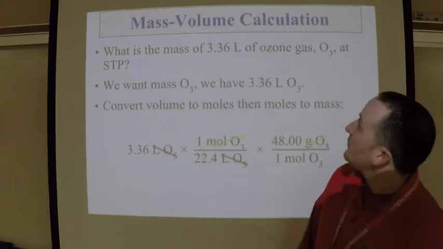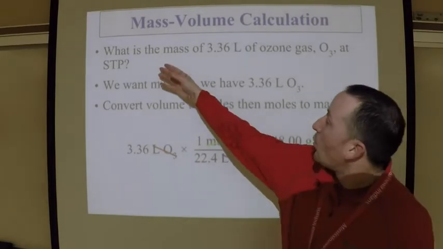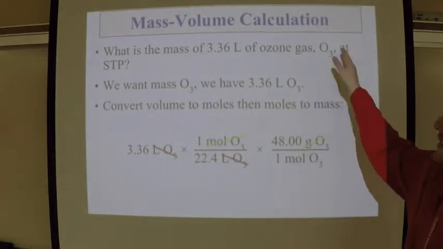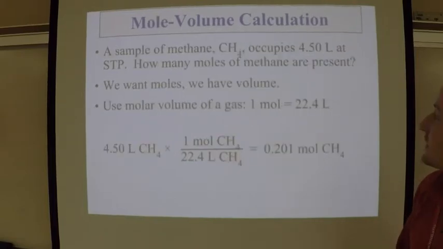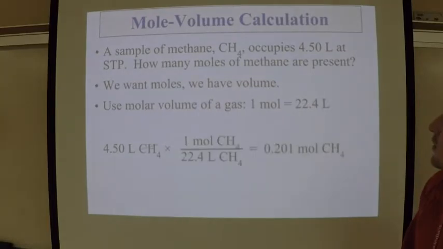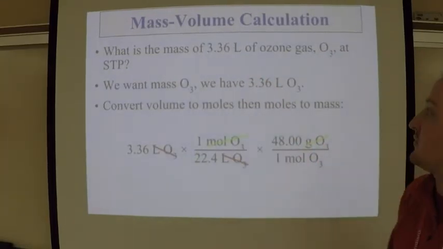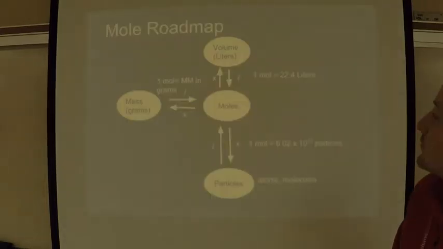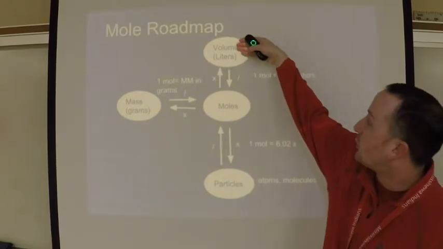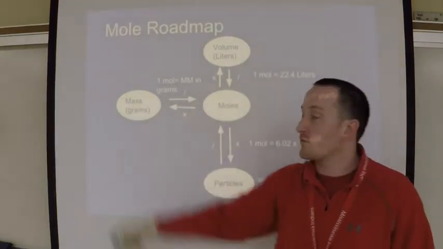Next one is a mass and volume calculation. Let's say, what is the mass of 3.36 liters of ozone gas, which is O3, at STP? Well, let's go back and look at our mole map here. Again, it asked us for mass and it gave us liters. So I need to go from volume in liters to moles, then from moles to grams.